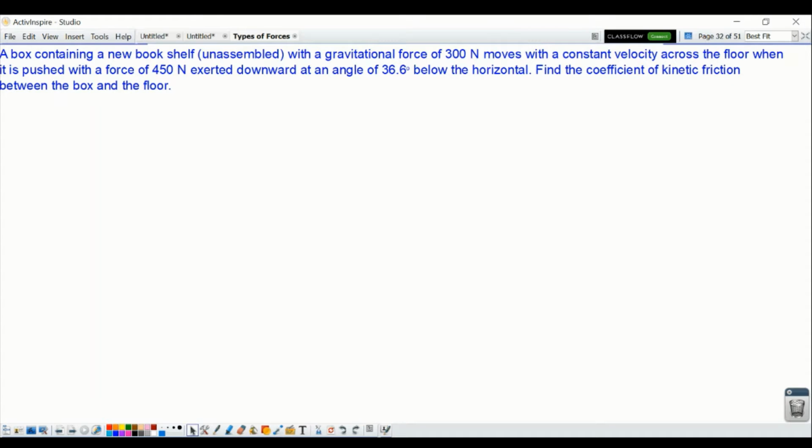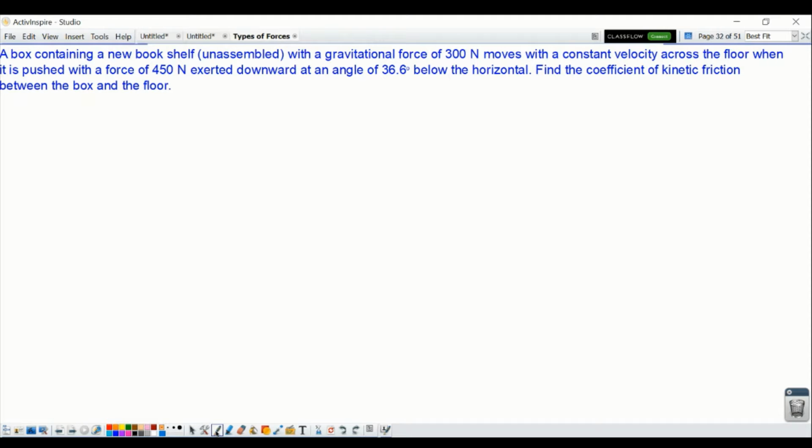All right, a box containing a new bookshelf that's not assembled with a gravitational force of 300 newtons moves with a constant velocity across the floor when it is pushed with a force of 450 newtons exerted downward at an angle of 36.6 degrees below the horizontal. Find the coefficient of kinetic friction between the box and the floor.